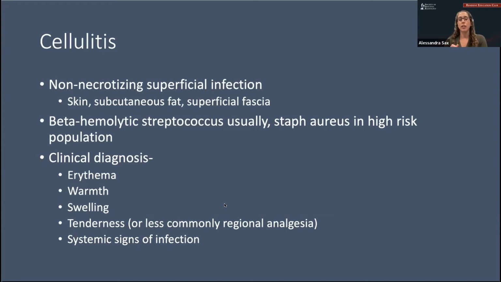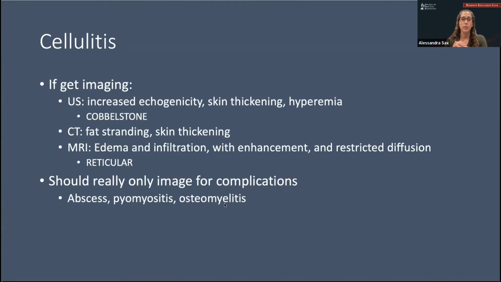It tends to get imaged in cases of suspected complications of cellulitis, such as abscesses or deeper infection into the bones or muscles. When we image it, ultrasound is going to show some increased echogenicity and cobblestoning within the subcutaneous tissues. On CT, we're going to have fat stranding and skin thickening, and on MRI, edema and infiltration with enhancement. Enhancement is our key here. And then if you got it, restricted diffusion. Those appearances on MRI and CT tend to look more reticular. And as I mentioned before, we really only image it for complications. It's really a clinical diagnosis.